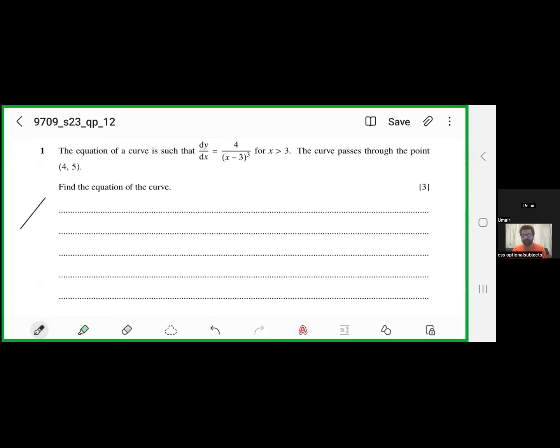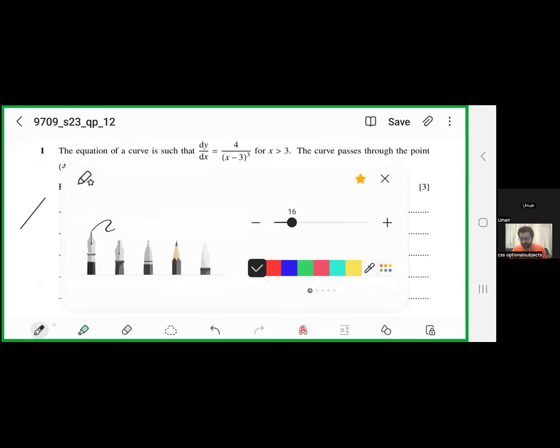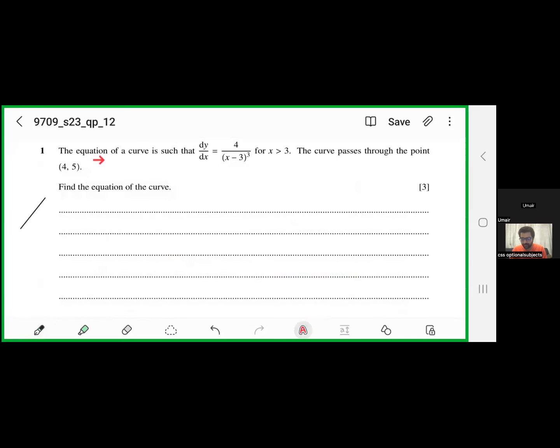Today in this video, I'm going to solve A levels paper 1-2 of May-June 2023. Question 1 says, the equation of a curve is such that dy by dx, that is derivative, is equal to 4 over (x minus 3) cube for x is greater than 3. The curve passes through the point (4, 5). Find the equation of the curve.